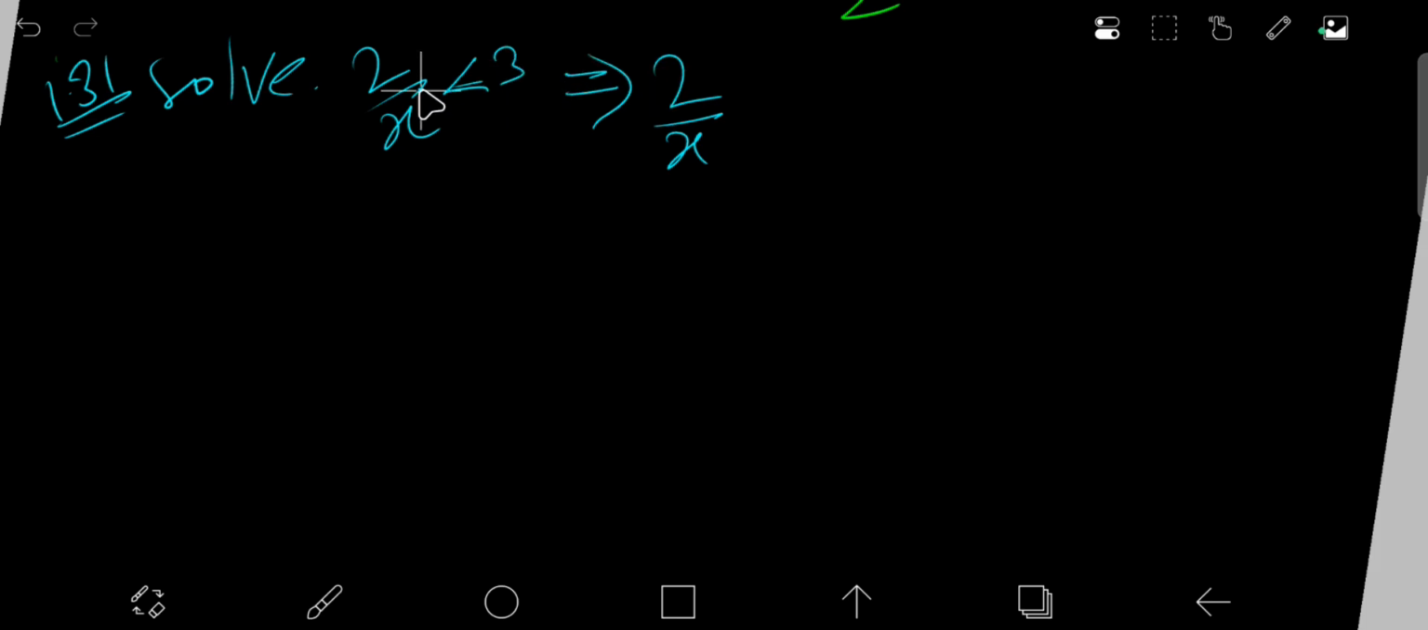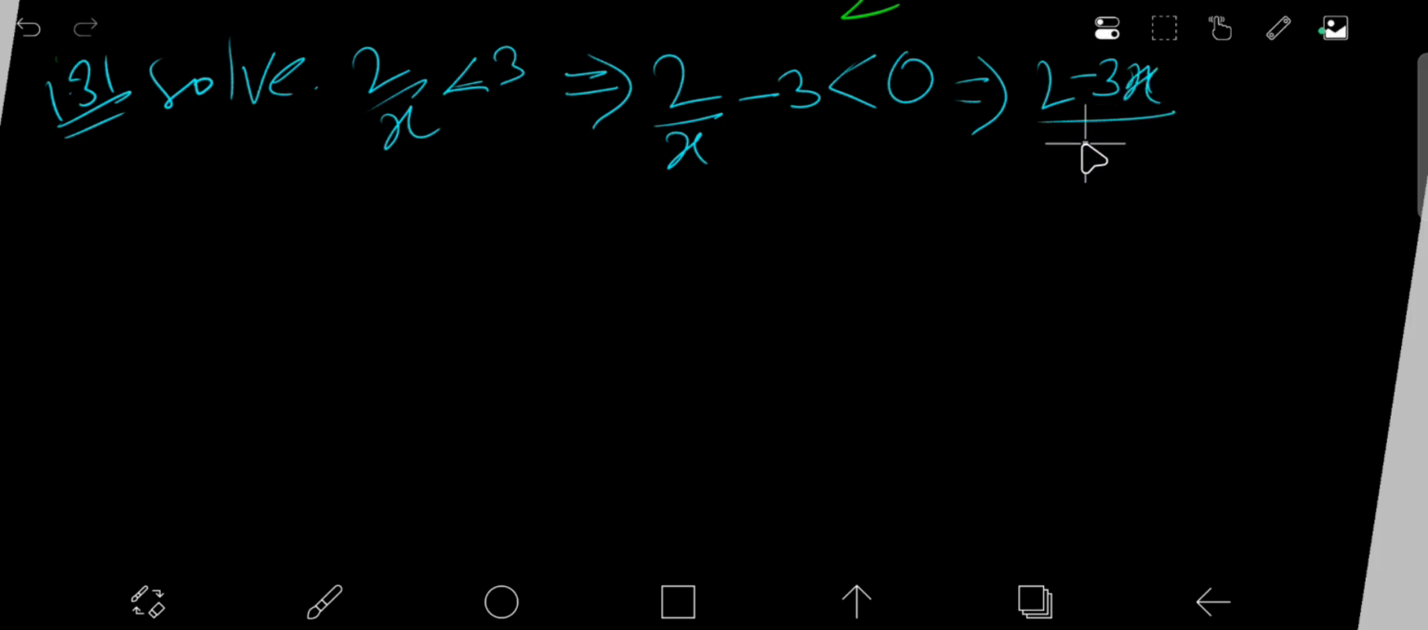We take all terms to one variable side. With this type we write, when we subtract 3 from both sides, we get this. Now we take the LCM, so (2 minus 3x) divided by x is less than 0. Now here we see x is in a minus form, so in which form do we write it?